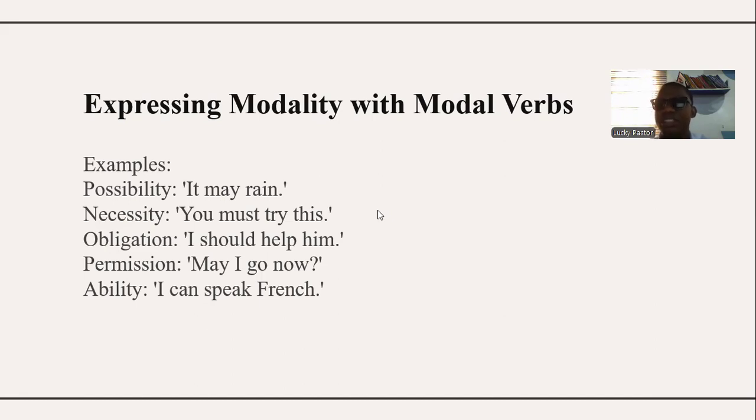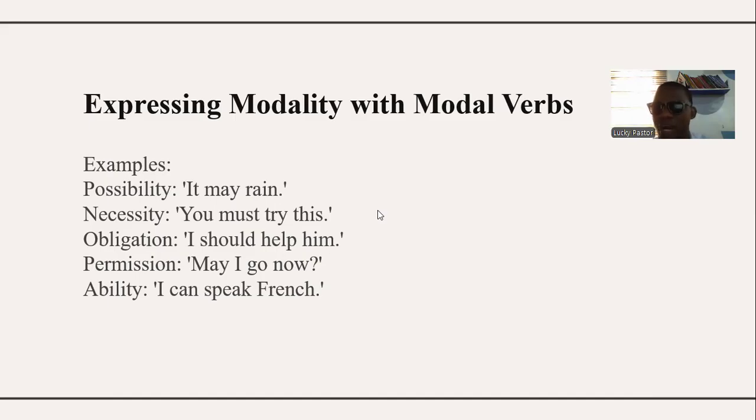We have another, necessity. You can express necessity with a modal auxiliary verb. For instance, you can say, you must try this, meaning it is necessary for you to try this. So must is a modal auxiliary verb that can help you express necessity. Obligation. You can also express obligation using a modal auxiliary verb. I should help him, meaning you are feeling obligated to help someone. I should help him, right? Meaning you're feeling, it is my obligation to help this person, right? I should help him. So should is a modal auxiliary verb here.